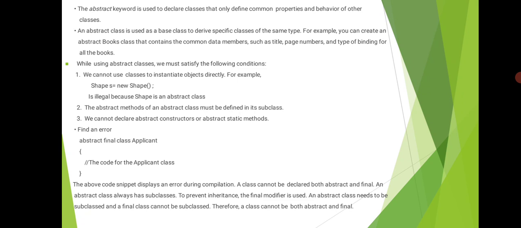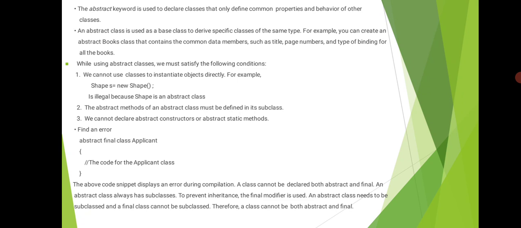So why did I say it is the opposite of final? Because final classes cannot be inherited, but abstract classes should be inherited. The properties should be inherited by the other subclasses. So it acts like a base class to derive specific classes of the same type, which have the common properties and behavior of the other classes.